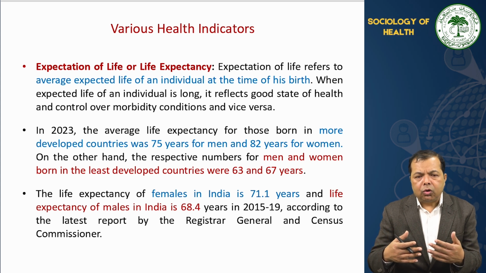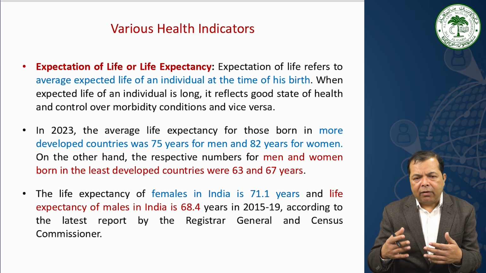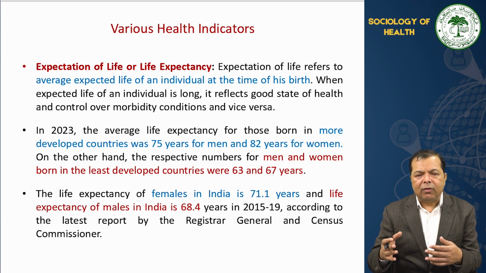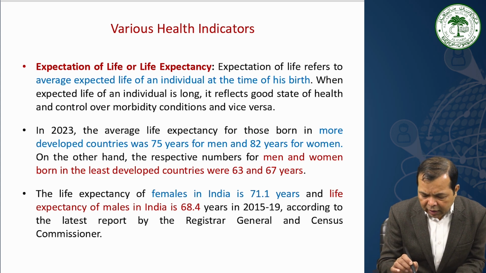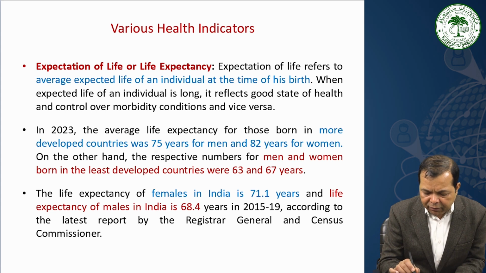In 2023, the average life expectancy for those born in more developed countries was 75 years for men and 82 years for women. On the other hand, the respective numbers for men and women born in the least developed countries were 63 and 67. Now, I've taken these figures and these are very important.